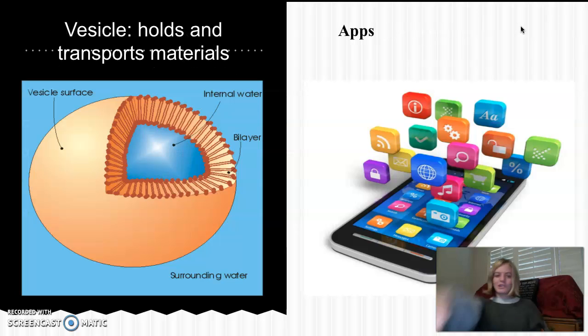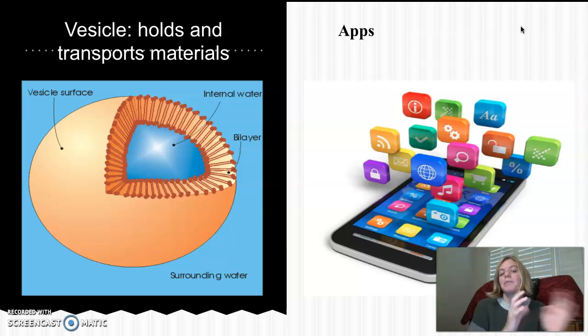Next, we have the vesicle, and I have a driving the car motion here because the vesicle is responsible for holding and transporting materials to other parts of the same cell or outside of the cell to a new cell. So once we have, say, a protein or something we want to send out of the cell, maybe we want to get rid of some water, send it somewhere else, get rid of some food, send it somewhere else, we're going to package it up in a vesicle in the Golgi apparatus, and the vesicle is going to transport it to its next location, or kind of like drive it to the next location.